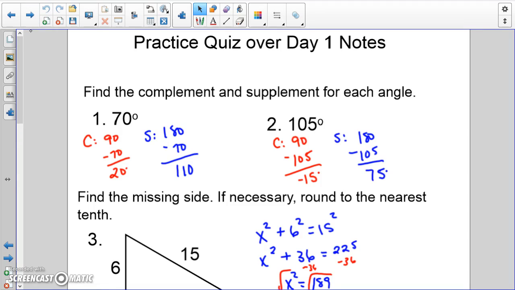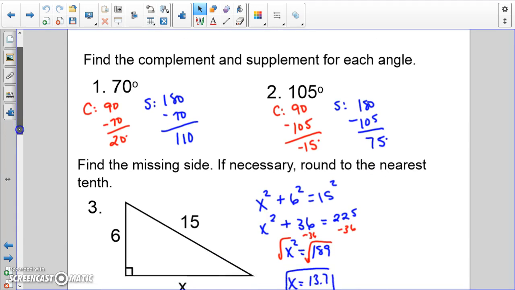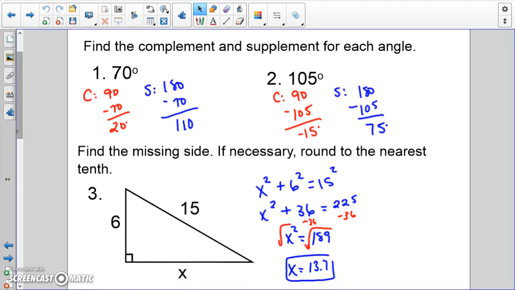Okay, hopefully you took the quiz, and here are the answers so you can check through them. We'll talk through them real quick. To find the complement, remember it's 90 minus your given angle. The supplement is always 180 minus your given angle.